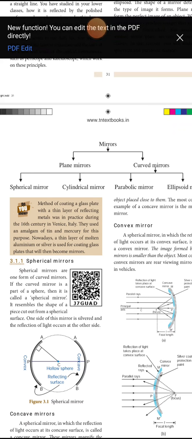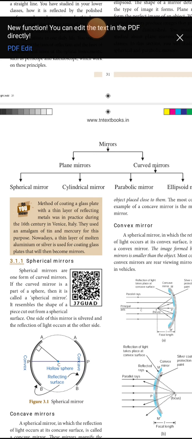In the next video, we are going to see about the mirrors, types of mirrors. Usually in day-to-day life, what we are seeing our face and combing our hair in is a plain mirror. And the second type is the curved mirror. The curved mirror is divided into four types: spherical, cylindrical, parabolical, and ellipsoid.